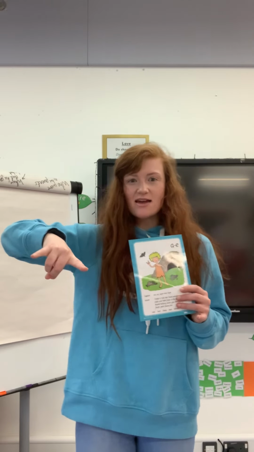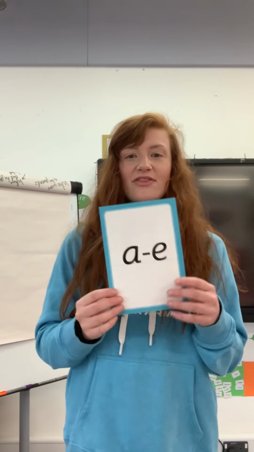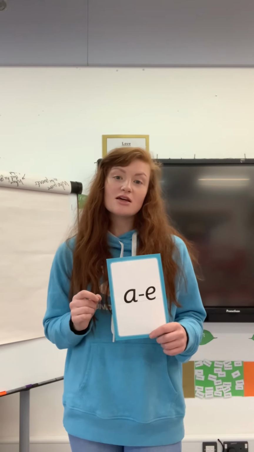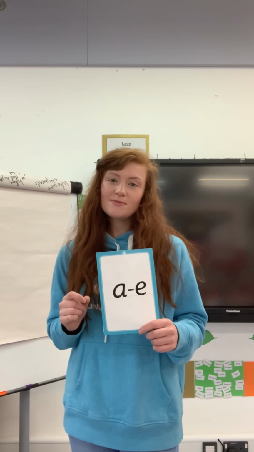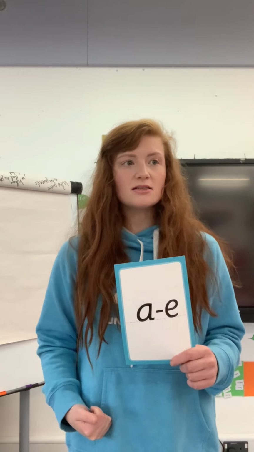So let's see if we can do that. Caveman Dave. Let's go. Caveman Dave. And again, Caveman Dave. So when you see this side of the card, you're going to get your hands ready. Caveman Dave. Let's have a look at the letters that make our split digraph A. Think about the letter names that go together to make our split digraph A. It's A and E, and it's a split digraph.